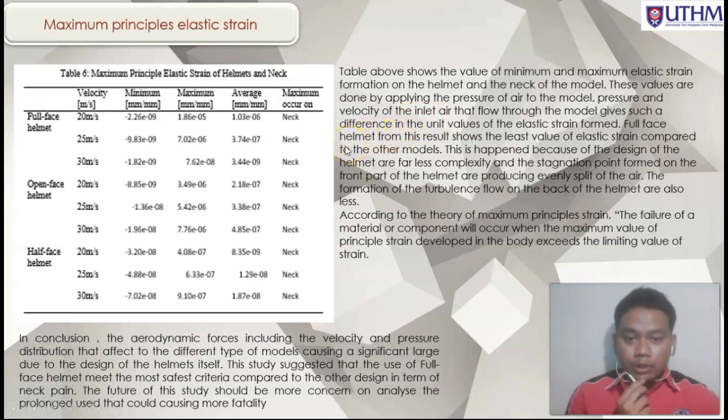Full face helmet from this result shows the least value of elastic strain compared to the other models. This happens because the design of the helmet is far less complex, and the stagnation point formed on the front part of the helmet produces an even split of the air. The formation of turbulence flow on the back of the helmet is also less. According to the theory of maximum principal elastic strain, the failure of the material or component will occur when the maximum value of principal strain developed in the body exceeds the limit value of the strain.